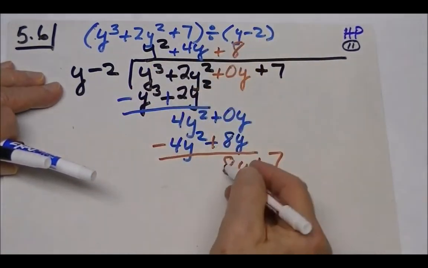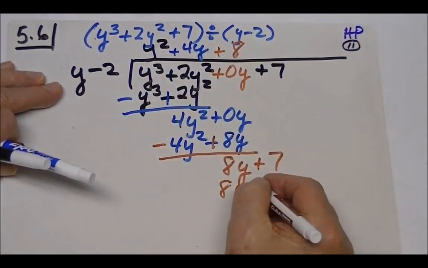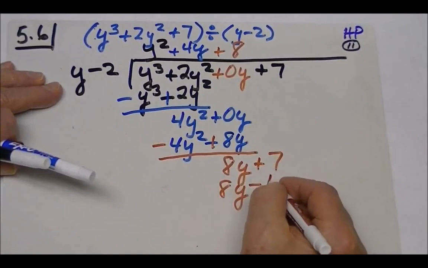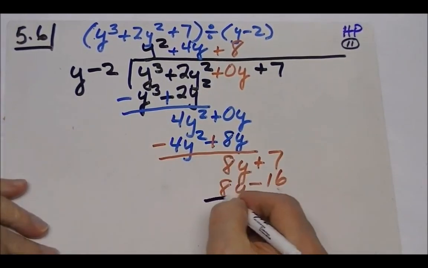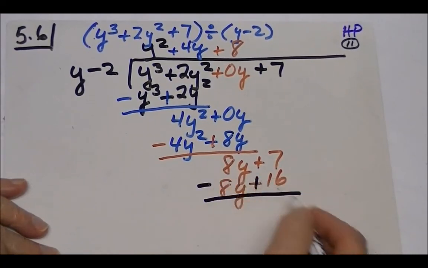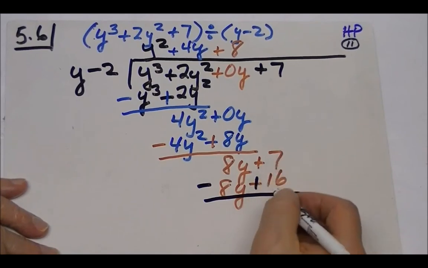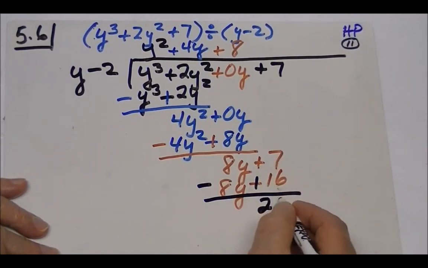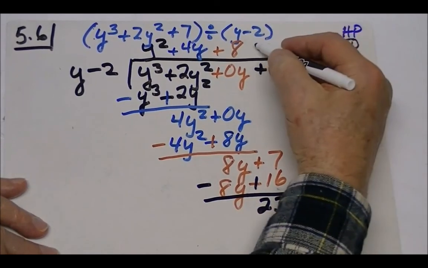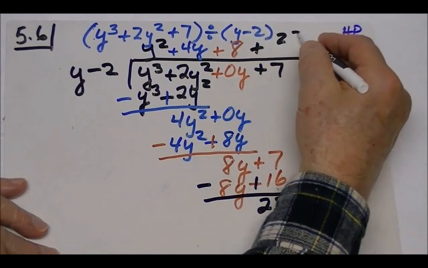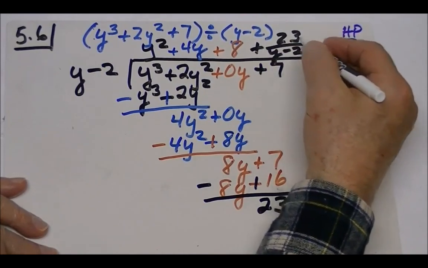Y times 8 is 8y. A negative 2 times 8 is a negative 16. Again, we draw our line and change signs. This cancels out, and this becomes a 23. That will be our remainder. So up over here, plus 23 over y minus 2.